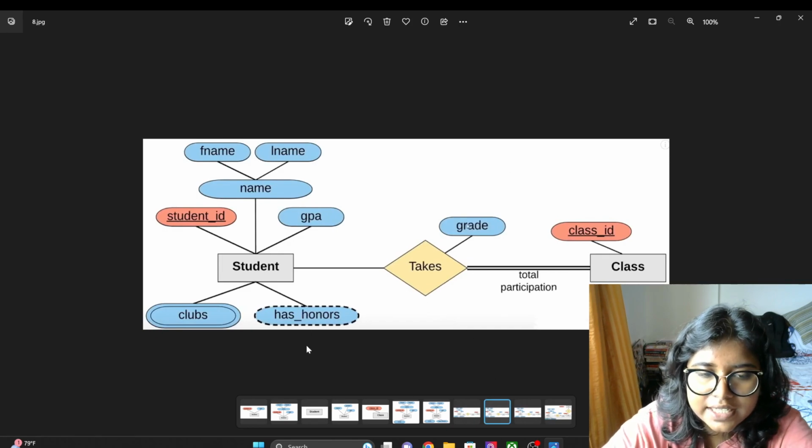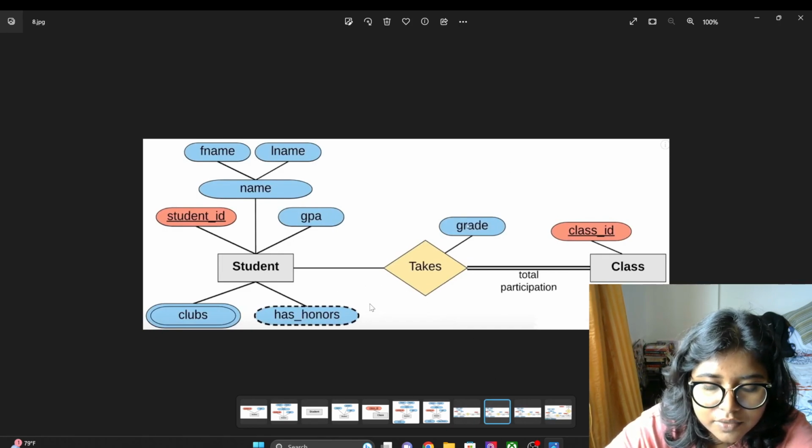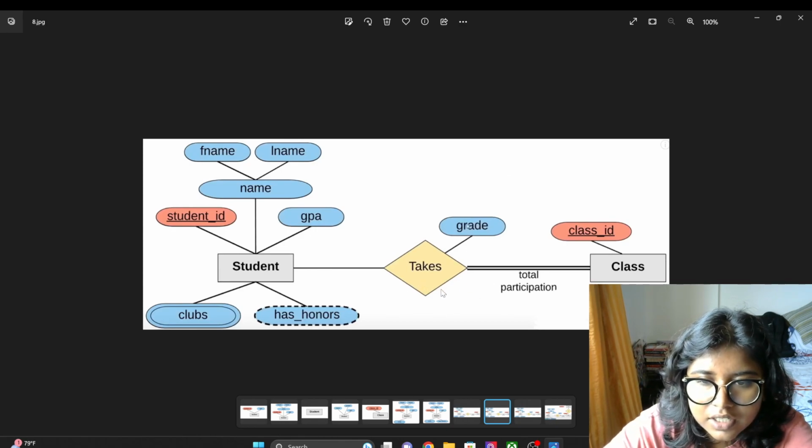Now we come to relationship cardinality, that is the number of instances of an entity from a relation can be associated within the relation. So now this is a relationship cardinality, as in a grade is added in takes. So it's compulsory that a student who takes a class will get a grade. That has to happen.